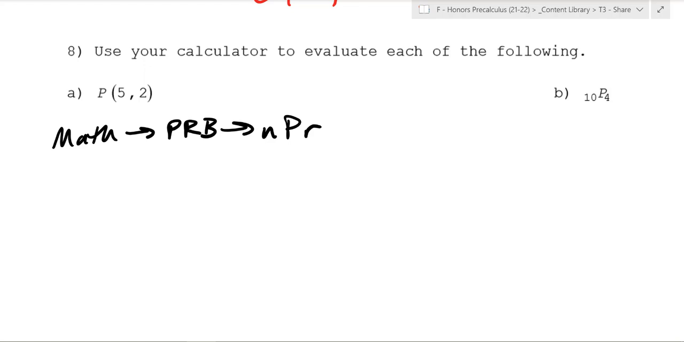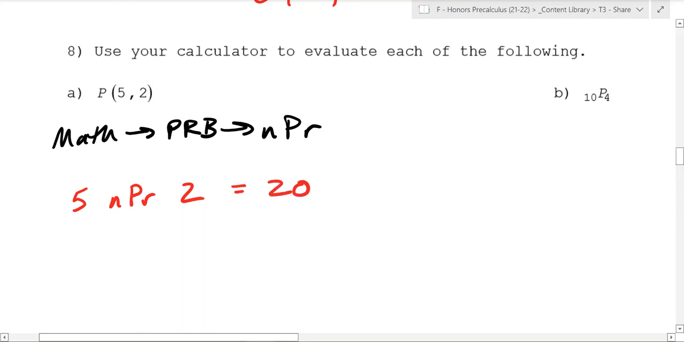So what you have to do, and we'll help you with this in class, if we want 5, 2, what it's going to look like is 5 nPr 2 on your calculator. So you type 5, math, go over to PRB, go to nPr and 2 and press enter, and you're going to get 20 on this.